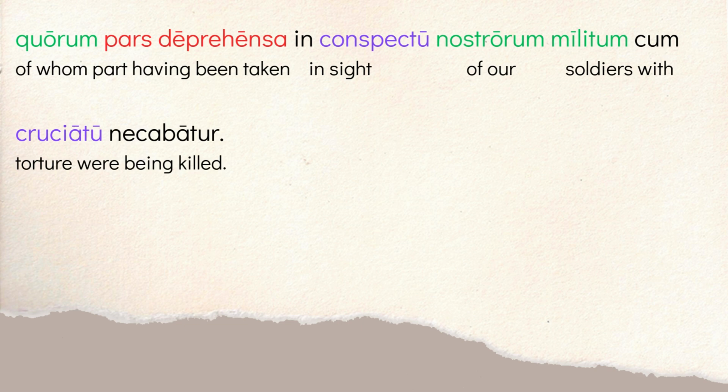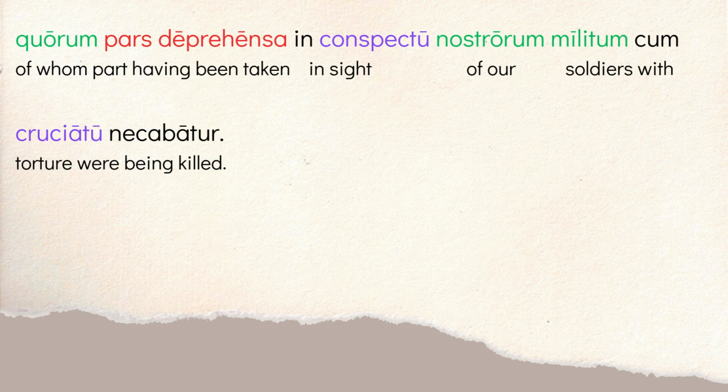So they're sending out these messengers, which is kind of a dangerous thing to do. And now we see exactly why it's dangerous, right? You have pars quorum, so part of whom, right? It's referring to the messengers, the letters and the messengers, but really the messengers. So part of whom, having been taken, deprehensa, they've been captured, right? Not only were they taken, but necebator, they were being killed in conspectu nostrorum militum, in sight, in the sight of our soldiers, okay?